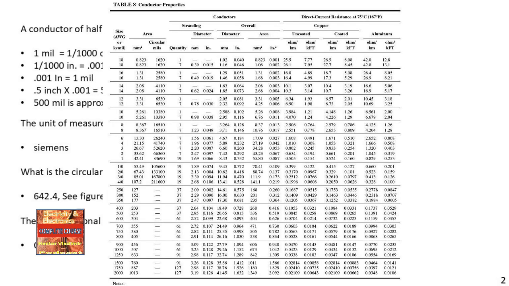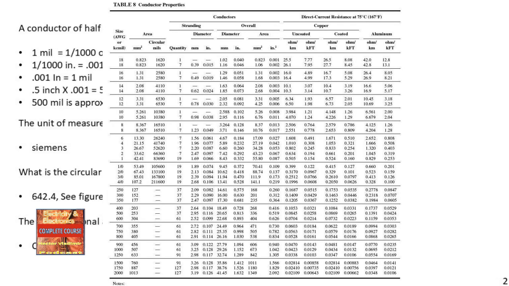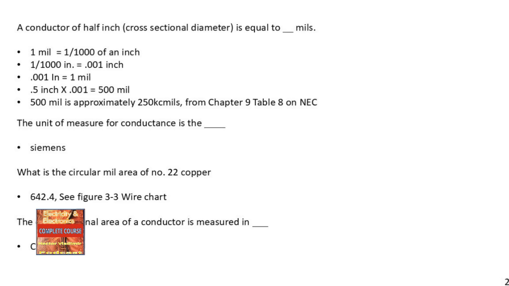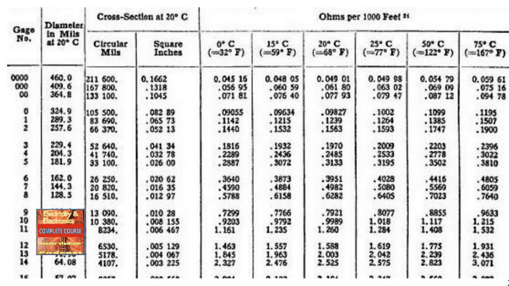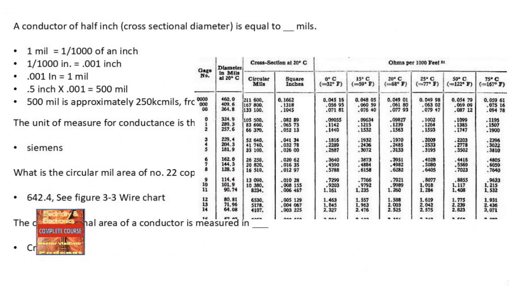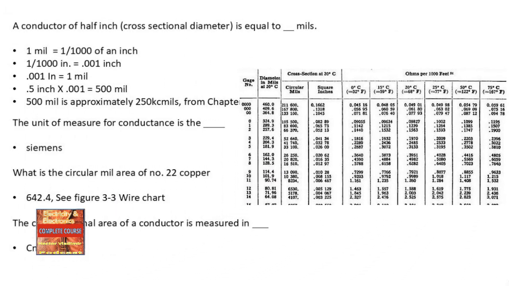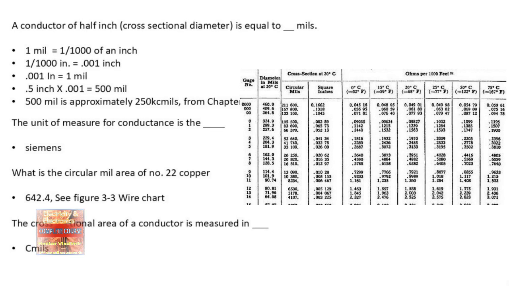And this is as I gathered from Chapter 9, Table 8 of the NEC. The unit of measure for conductance is the Siemens. What is the circular mil area, or C-mil area, of number 22 copper or AWG 22 copper wire? It's 642.4. And for that, see figure 3-3, the wire chart in your text.